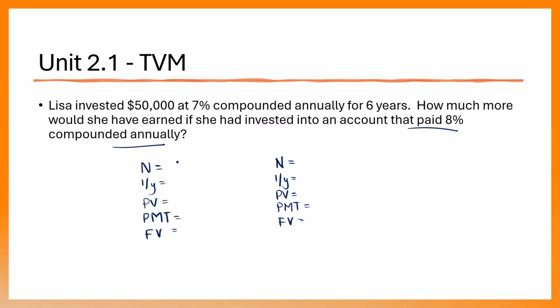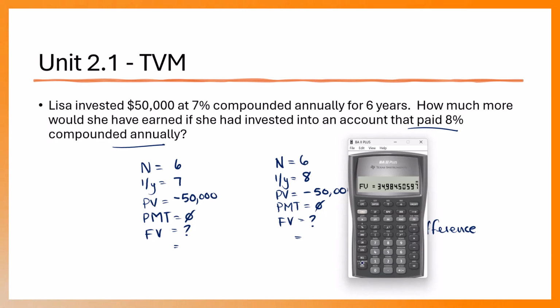Our N is going to be the same in both scenarios, 6 years. One is going to earn 7%, the other is going to earn 8%, a 1% difference in those two. We are assuming $50,000 is deposited into both accounts. No additional payments are being made. Both accounts compound annually. We want to know the future value of each account, and then ultimately we want to know the difference. How much more would she earn if she got an extra 1% per year for 6 years?